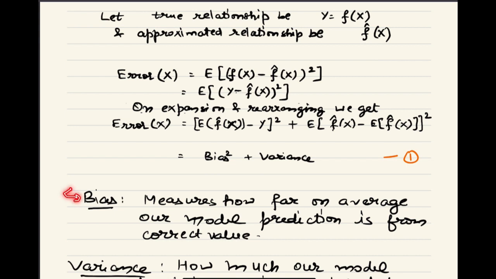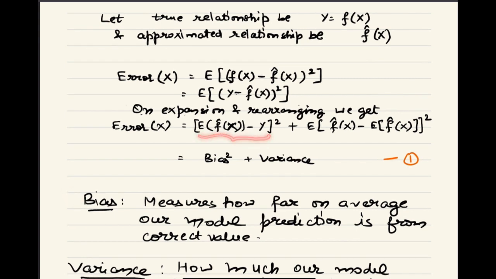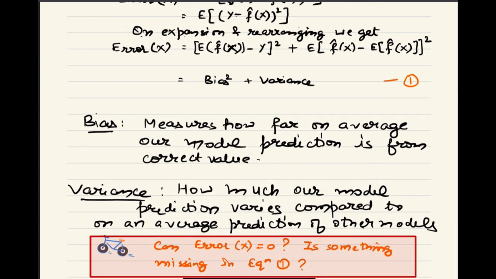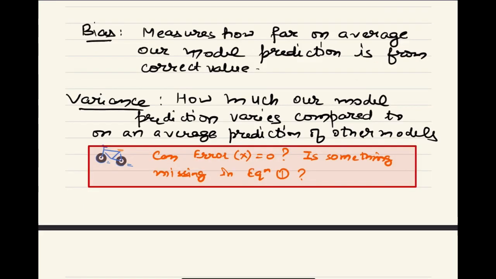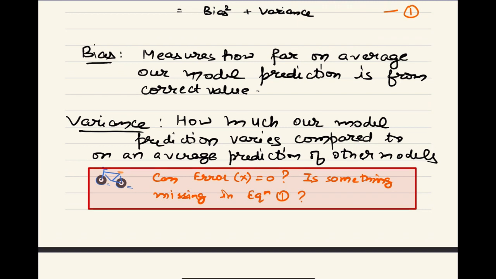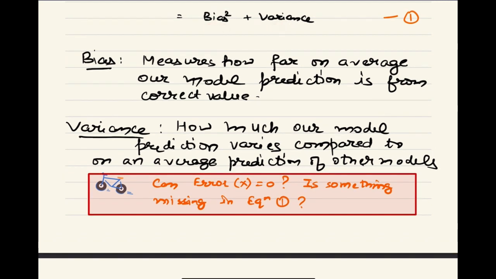As you can see from the equation of bias, bias calculates how far on average our model's prediction is from the correct value. And variance measures how much our prediction varies compared to the average prediction of other models. Further, I would like to ask, can error ever be zero? That is, can bias and variance be zero? If not, is there something missing in this equation one?